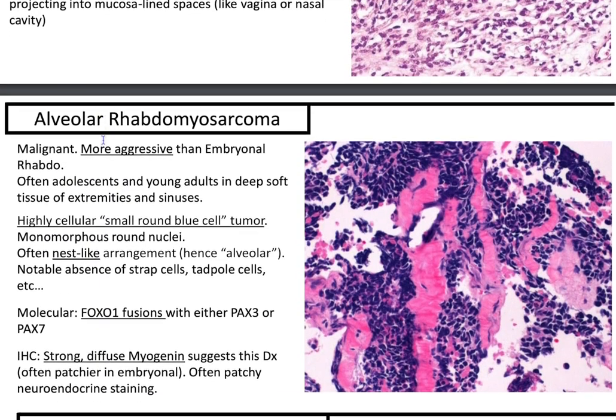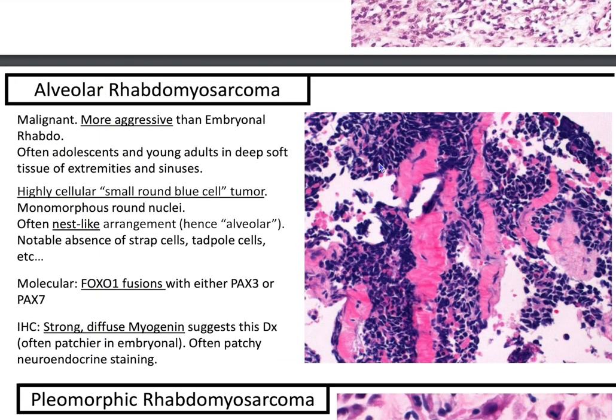Okay, going back to alveolar rhabdomyosarcoma, this is malignant. It's more aggressive than your embryonal rhabdomyosarcoma. It's often in adolescents and young adults in the deep soft tissue of your extremities and sinuses. It's highly cellular and is part of that small round blue cell differential. It's often nest-like, hence the term alveolar. Despite the rhabdomyosarcoma name, it'll have absence of strap cells and tadpole cells, although it'll have a strong diffuse myogenin.